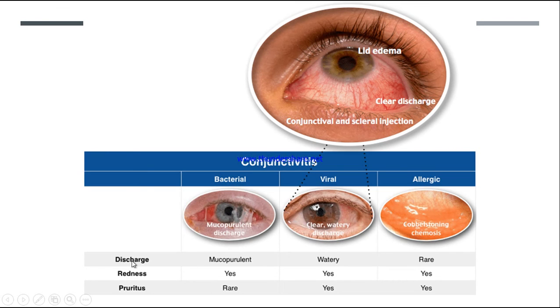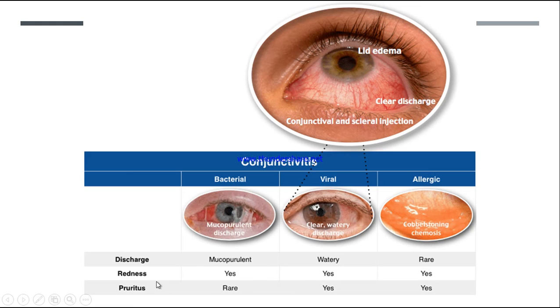Okay. So starting with discharge, the discharge coming out from the eye in each of these types of conjunctivitis. For example, in bacterial conjunctivitis, the discharge will be mucopurulent. Next, in viral, the discharge is clear watery discharge. And in allergic, it is very rare, meaning that there will be very little discharge from the eye.